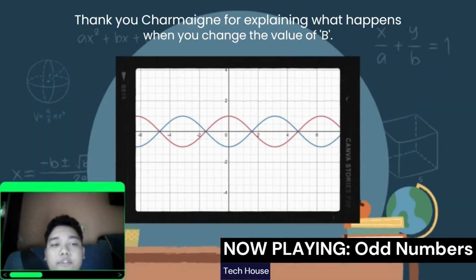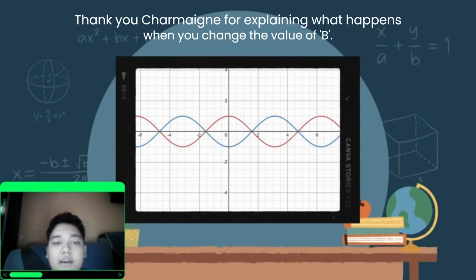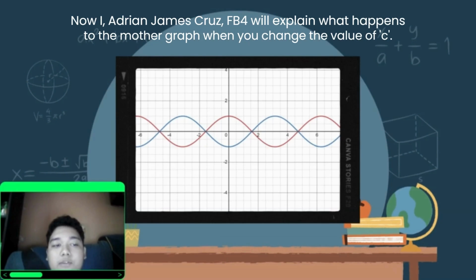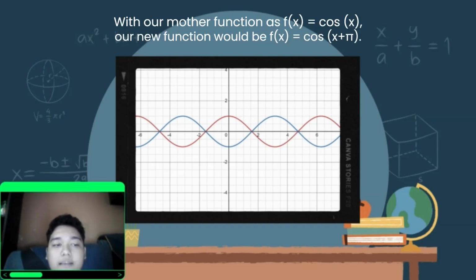Thank you, Charmaine, for explaining what happens when you change the value of b. Now I, Adrian James Cruz, FB4, will explain what happens to the mother graph when you change the value of c. With our mother graph function as f of x is equal to cosine x, our new function would be f of x is equal to cosine of x plus pi.